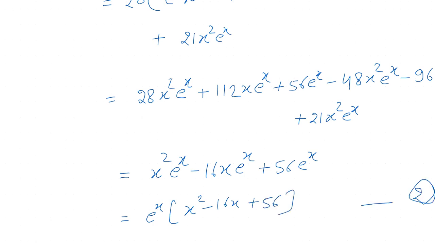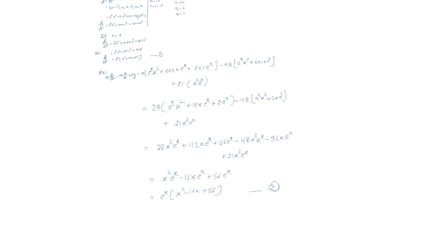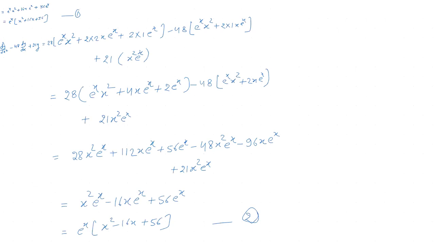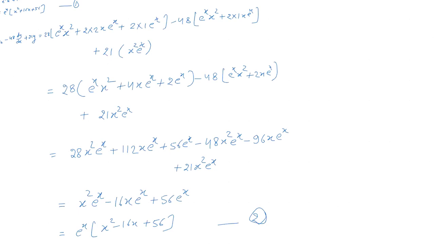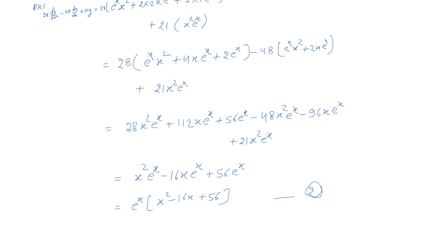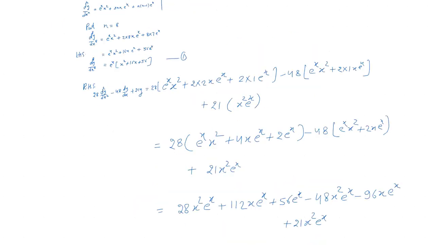So let us see our equation 1. We have positive 16x, because we have 112 positive. So we have here positive. Okay. So from equation first and second, we can verify it. LHS is equal to RHS. So proved. Got it?